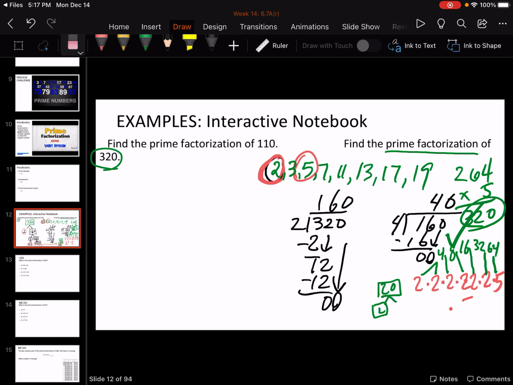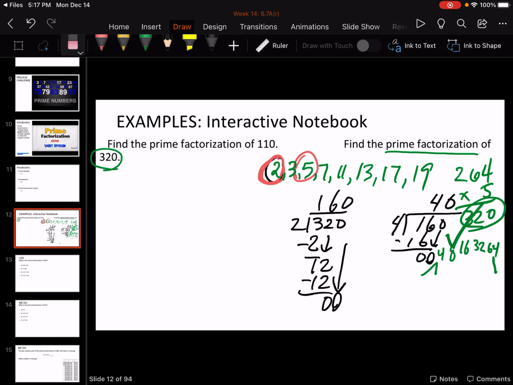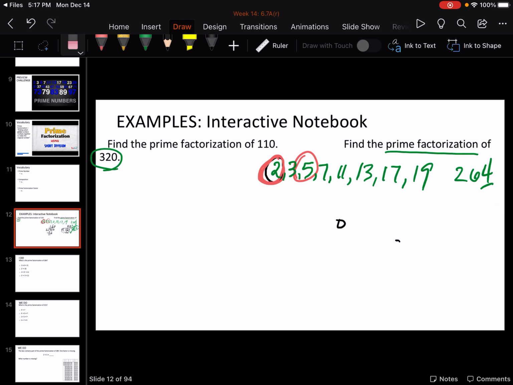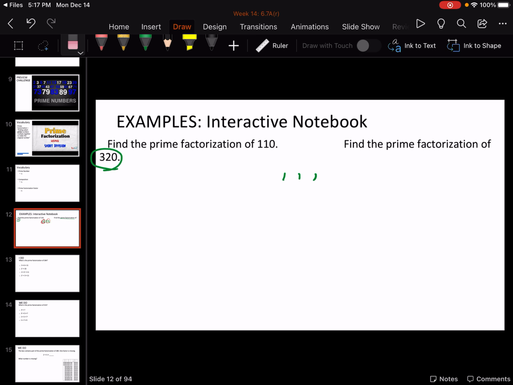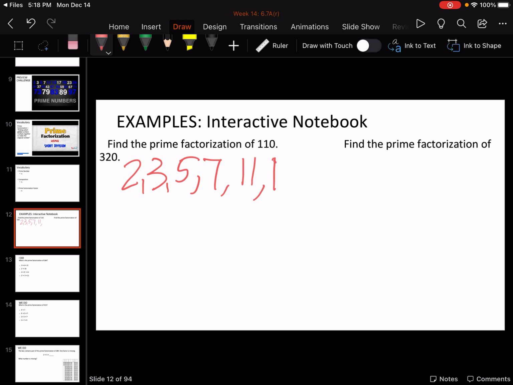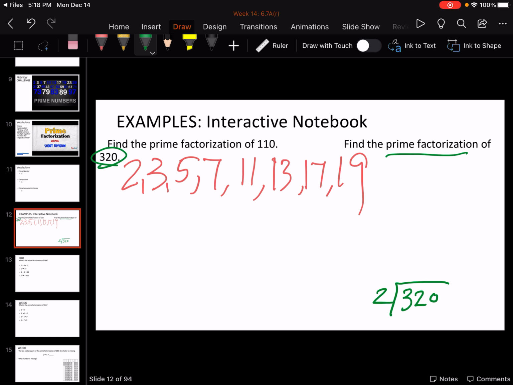Remember, we list out our prime numbers. That's our first step in finding prime factorization. Always, always, always. So let's write them down. We've got 2, 3, 5, 7, 11, 13, 17, and 19. We need to find the prime factorization of 320. Remember, we start at the bottom and work our way up. Divided by 2 goes in there 160 times.